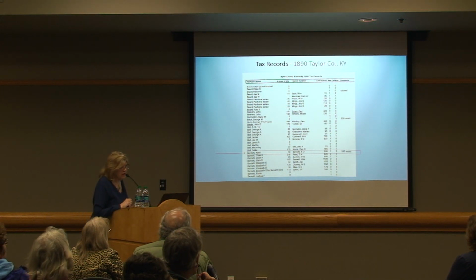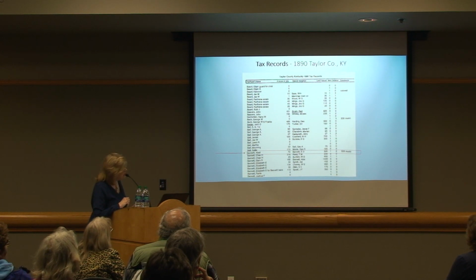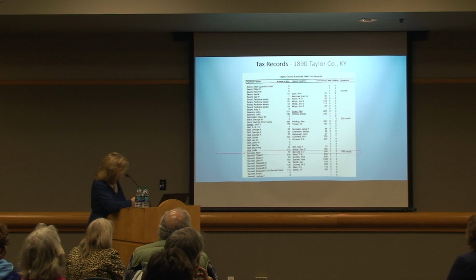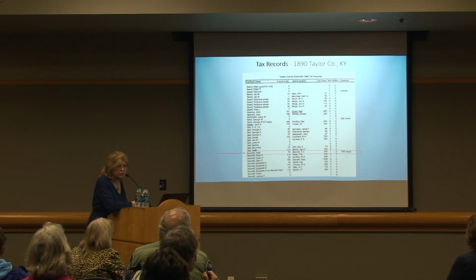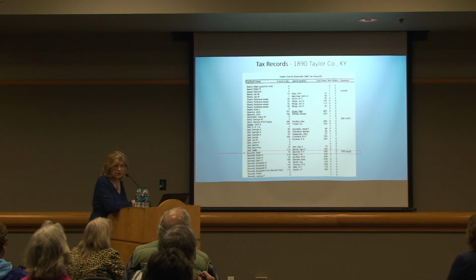This is another tax record, same year, but this is Taylor County, Kentucky. Here we find Abel Bennett. He has 70 acres of land, but this one tells us who his nearest neighbor is. So that might be helpful. And the nearest neighbor has the same last name as him, so that might be worth looking into because it may be a relative.